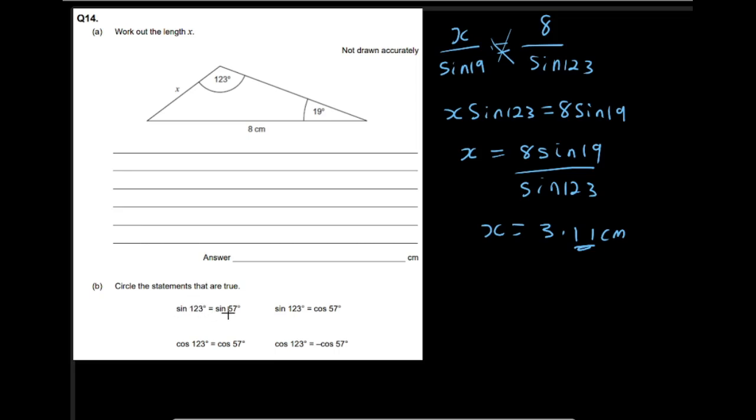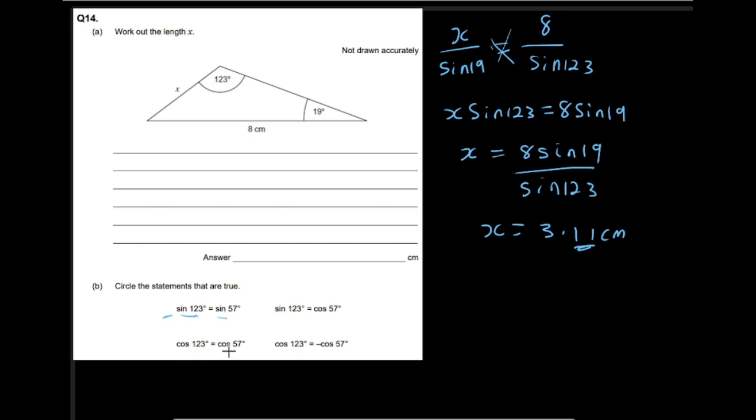Sine 123 equals sine 57 degrees. We can use our calculator to verify this. Sine 123 is approximately 0.84, and sine 57 is approximately 0.84. Then here we have sine 123, approximately 0.84, and cos 57, minus 0.544. So you see that the first one is the correct one, giving approximately 0.84 and approximately 0.84.